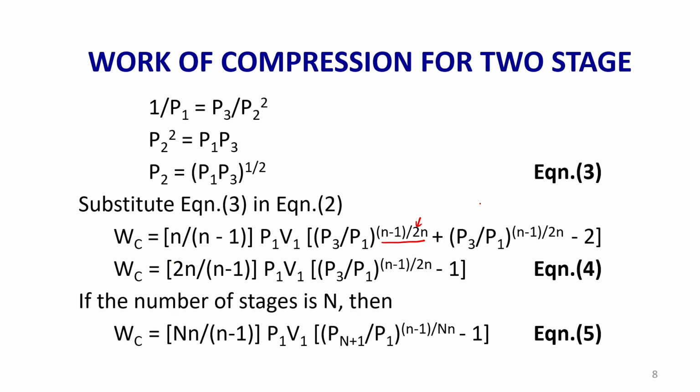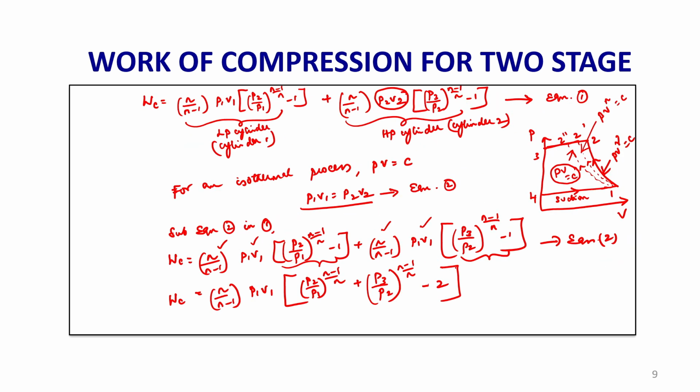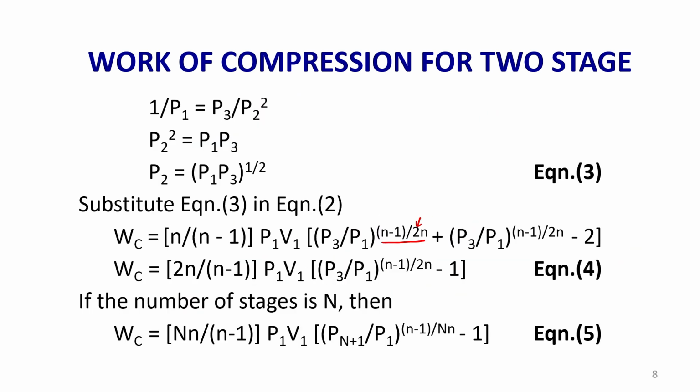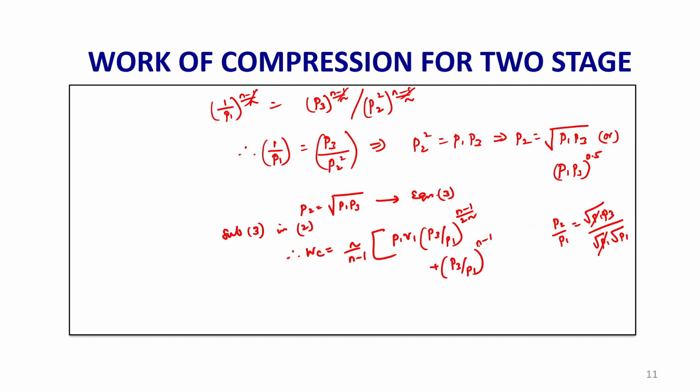Then we have the next term, plus P3 by P1, similarly, plus P3 by P1 raised to the power of n minus 1 by 2n, and you have this minus 2. If you remember, we added minus 1 and minus 2 and placed it at the last term in the bracket, so that is minus 2.